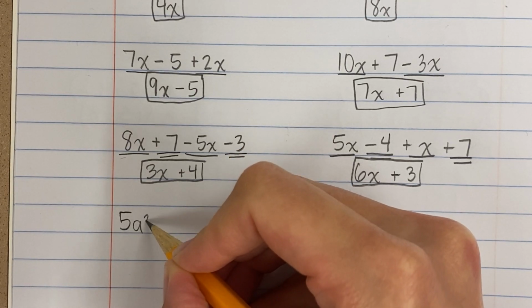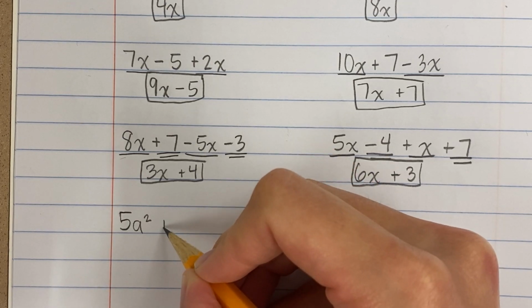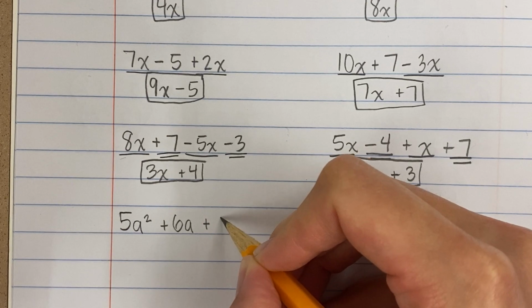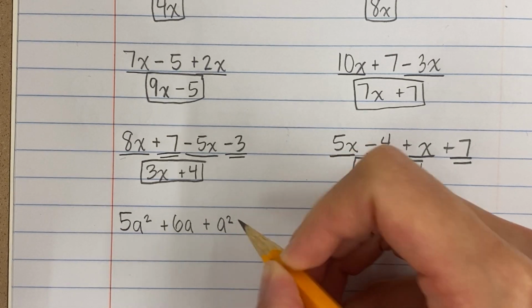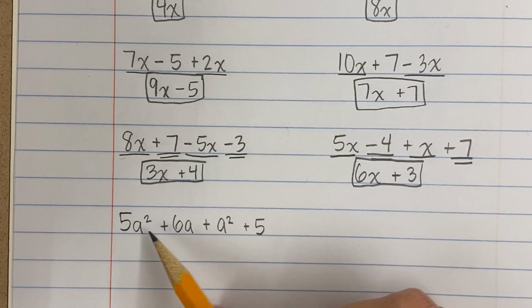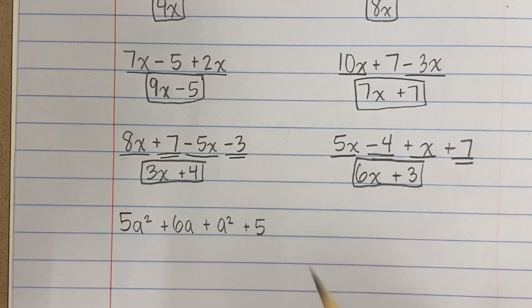So here's my final example. 5a squared plus 6a plus a squared plus 5. Okay, 5a squared plus 6a plus a squared plus 5.